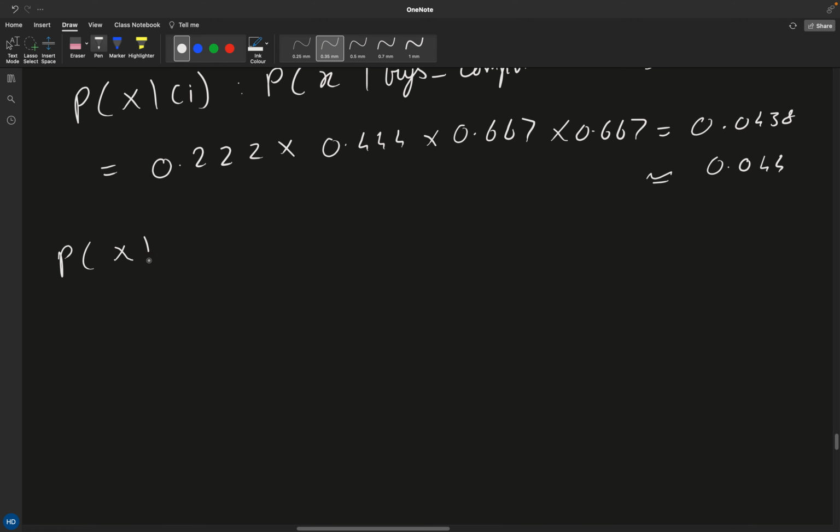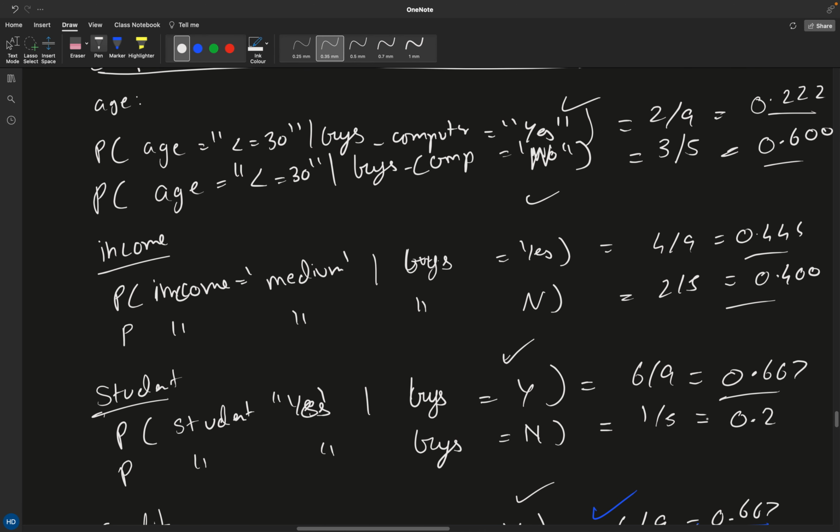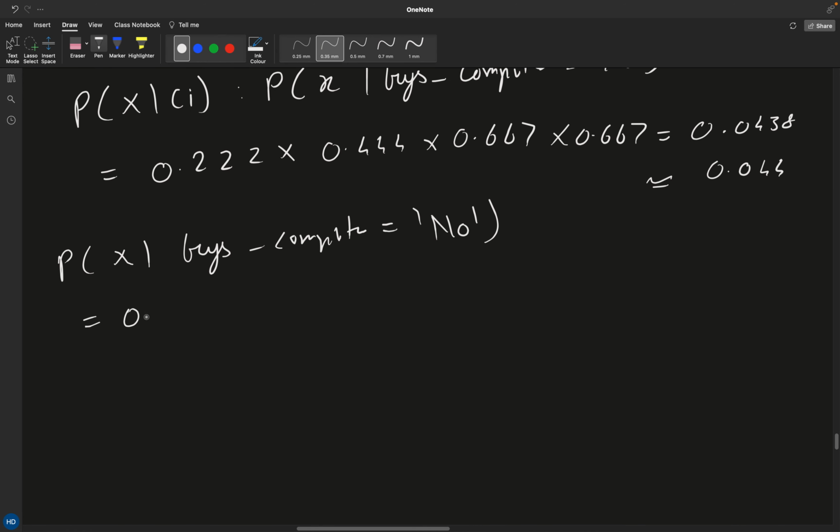Now we do the same thing for buys computer, where the answer is no, which is basically multiplication of these. It is 0.6 into 0.4 into 0.2 into 0.4 equals 0.0192. You again round it off to 0.19. ठीक है, 3 places तक we are doing it, not more than 3.